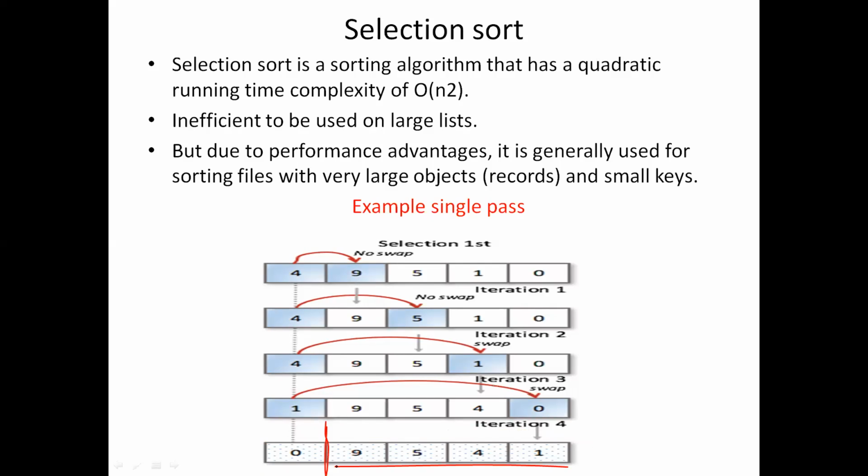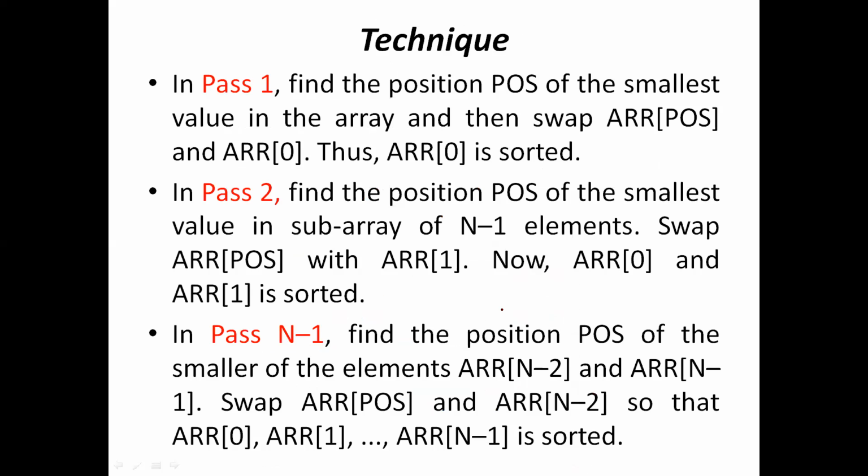So I have to check only the rightmost part of the array. Again in the second pass, what happens? Automatically the number of steps decreases, based upon the number of elements to be sorted. When the number of passes increases, automatically the steps in the pass decrease. The same technique.